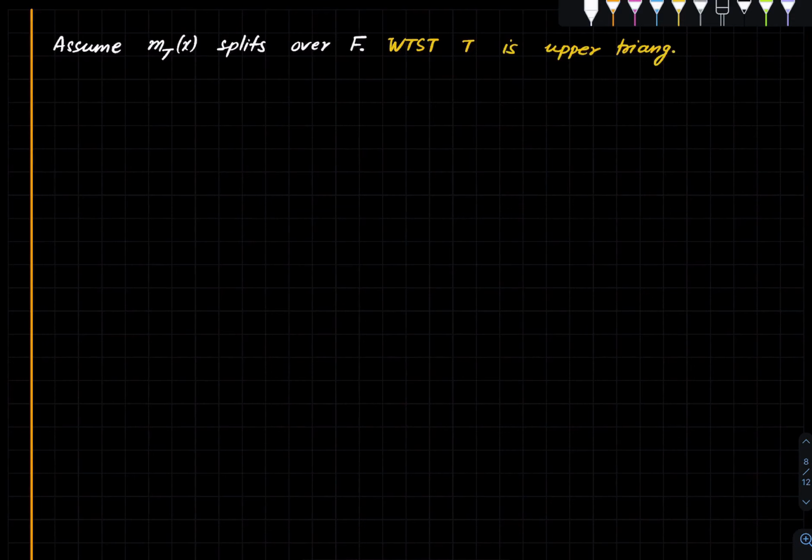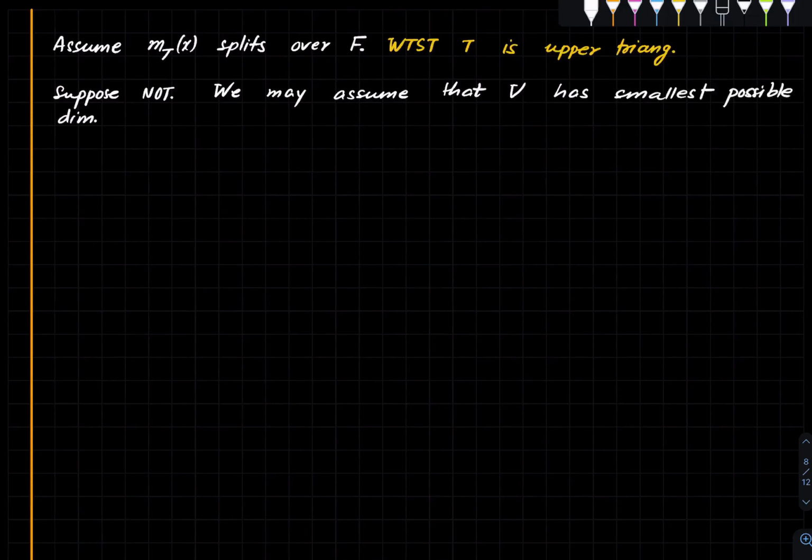Okay, suppose not. And as in the previous argument, we may assume that V has the smallest possible dimension where one can find an example of such a T. So let me not elaborate on that. And again, let's say n is the dimension of V.